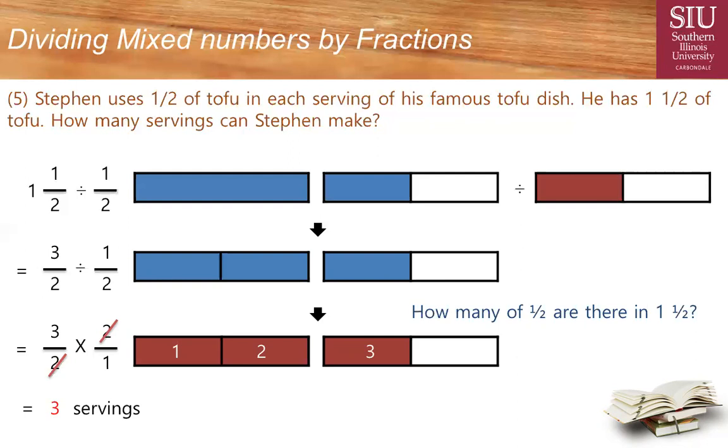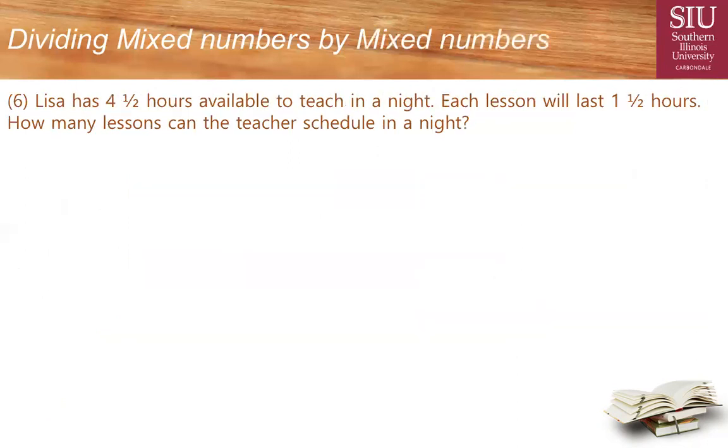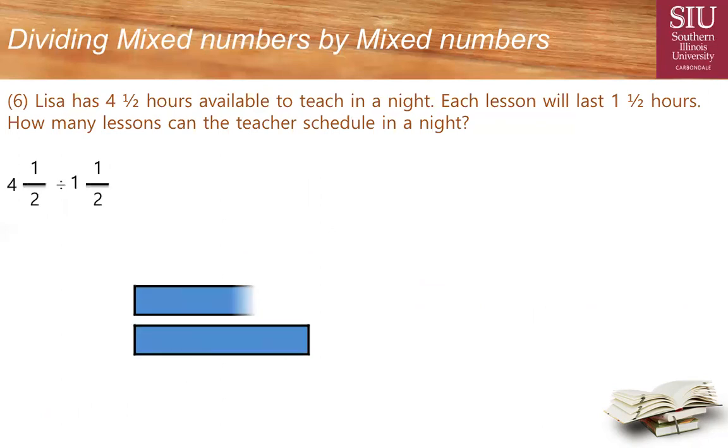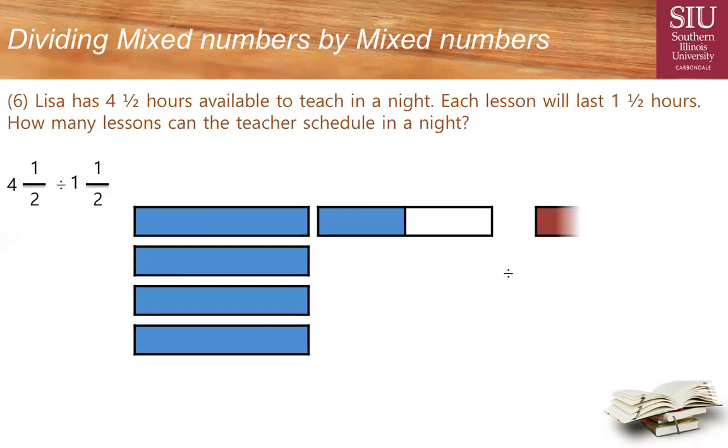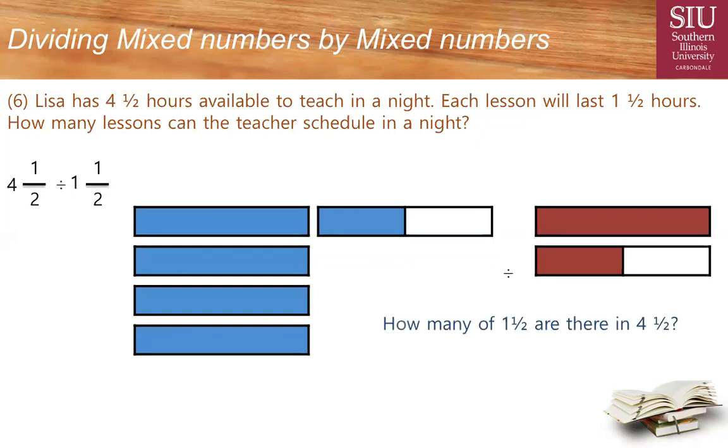Let's take a look at the next problem. Lisa has 4 1/2 hours available to teach in a night, and each lesson will last 1 1/2 hours. How many lessons can the teacher schedule in a night? All right. So again, we take 4 1/2 divided by 1 1/2. This shows you 4 1/2. Makes sense to you? All right, good. Next one, this is 1 1/2. Makes sense to you? Okay, good.